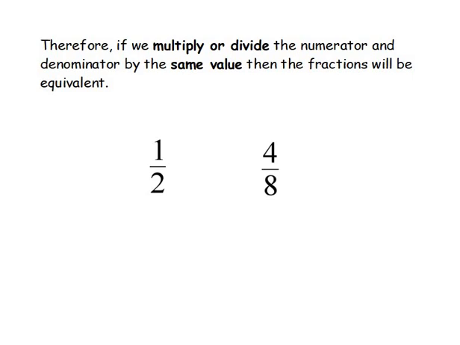So if we have a look at this half and 4/8, you can see the 1 has changed to a 4. So 1 has been multiplied by 4 to get to 4. And you can see that the 2 has also been multiplied by 4 to get to 8. So they've both been multiplied by the same value, so they are equivalent fractions.